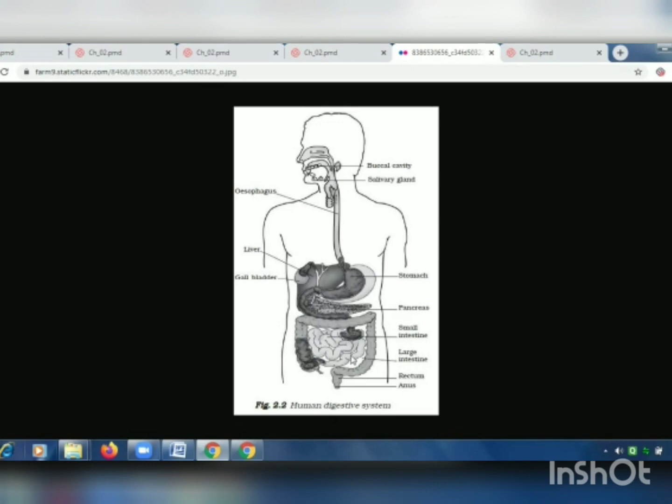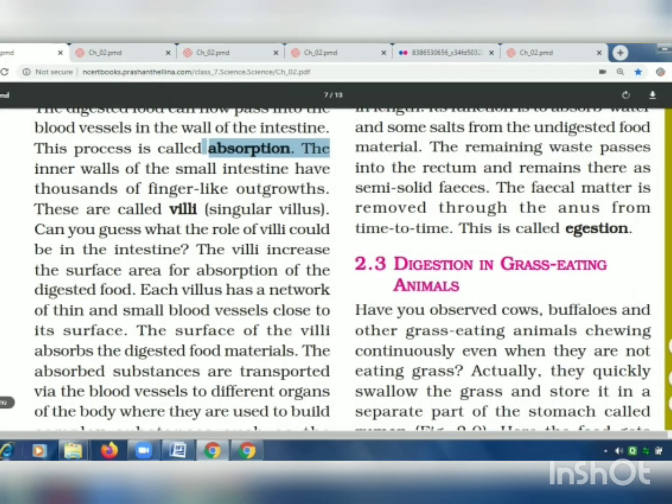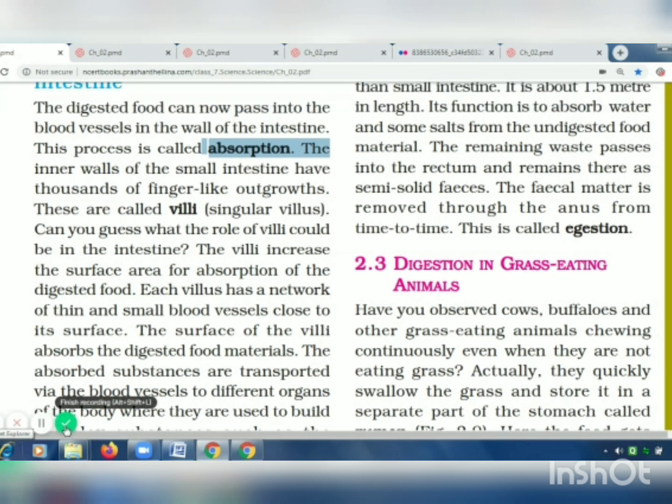And the undigested food is sent to the large intestine. What is the function of the large intestine? It absorbs the salt and water present in the food, and then passes it to the rectum, where it is in semi-solid form, and then we throw it out of our body through the anus. That is called egestion.